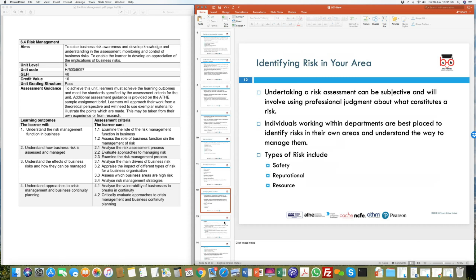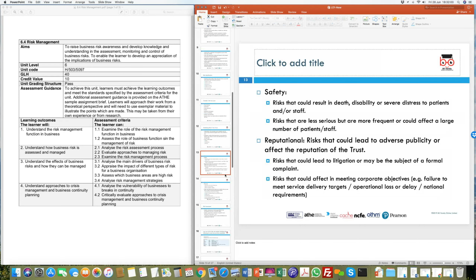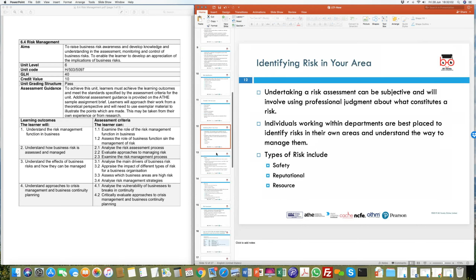Now, once you've identified risks, what we then look at is how we categorize them. I think I mentioned this earlier. What kind of categorization would you have? There are different types, but when we look at this sector in general, you have 3 types which are broadly identified. One is safety risk, second is reputational, and the third is risk related to resources.